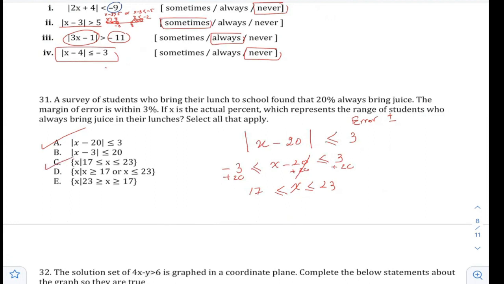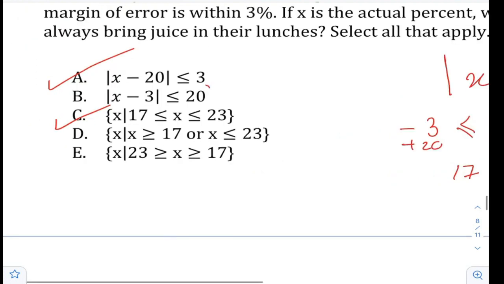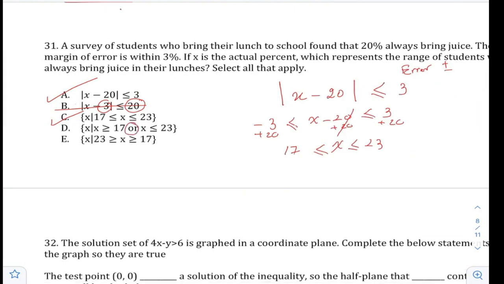What about B? Of course, this is wrong because he put the error inside, so this is a wrong way. In D, he is using OR, and this is wrong. We are looking for range of values, so we are looking at the intersection or the common region. So D is definitely wrong. Even without thinking, even without solving, you should know that it's wrong.